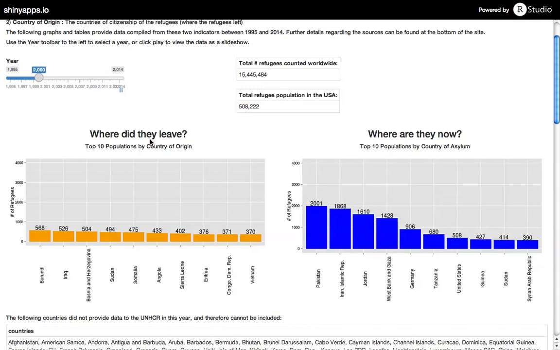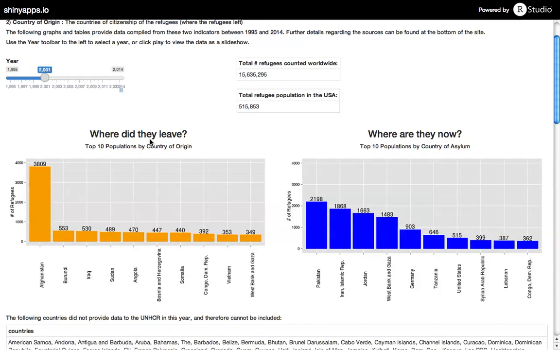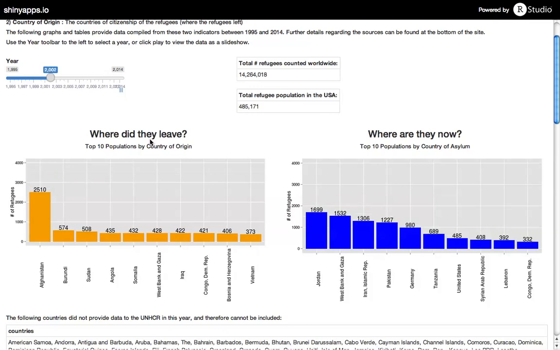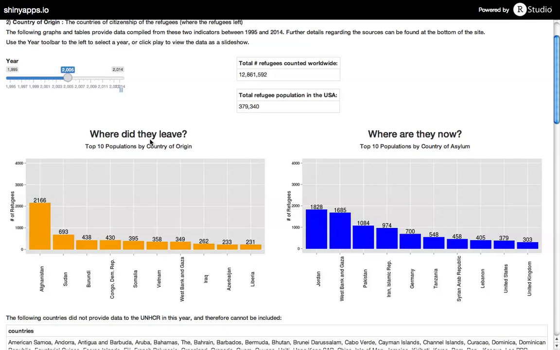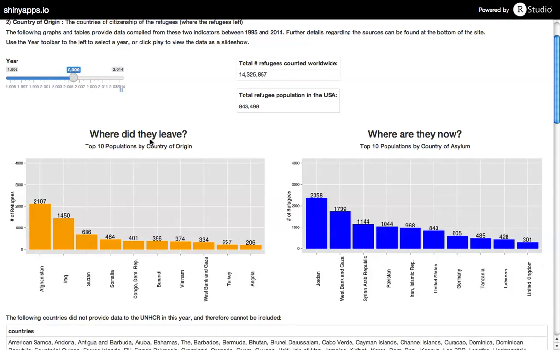This all changes in 2001, when the number of refugees from Afghanistan shoots up to 3.8 million. In the following year, this falls to about 2.5 million, but remains between 2 and 3 million even until the end of the data in 2014. In 2006, we also start to see a growing population of refugees leaving Iraq.